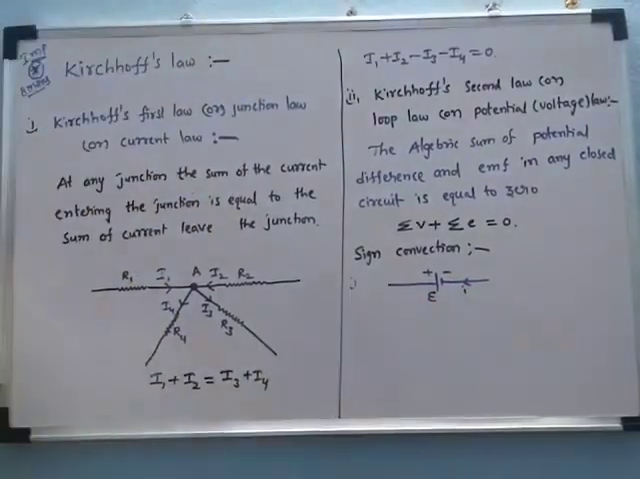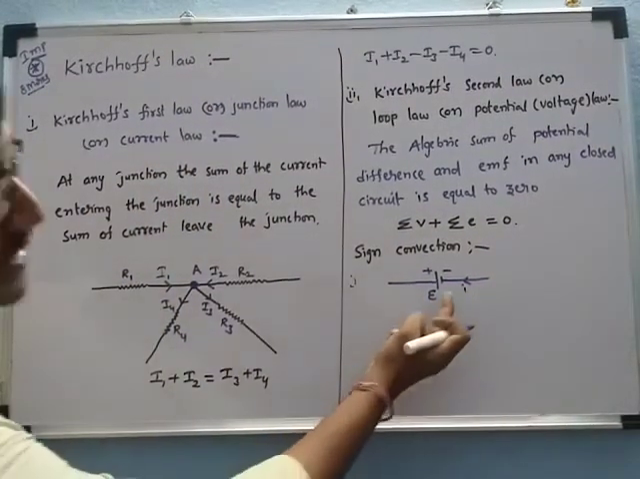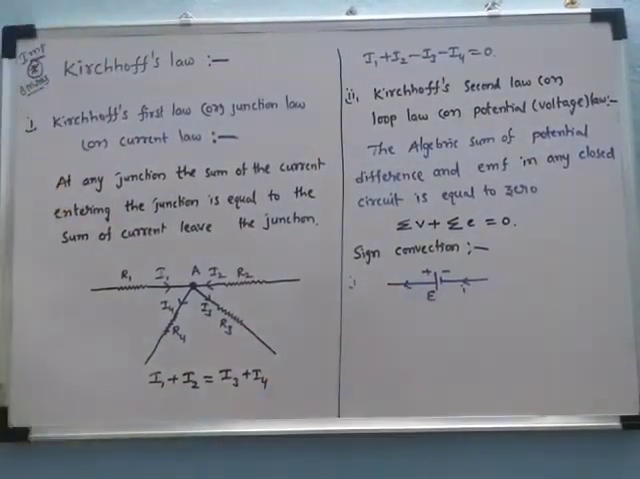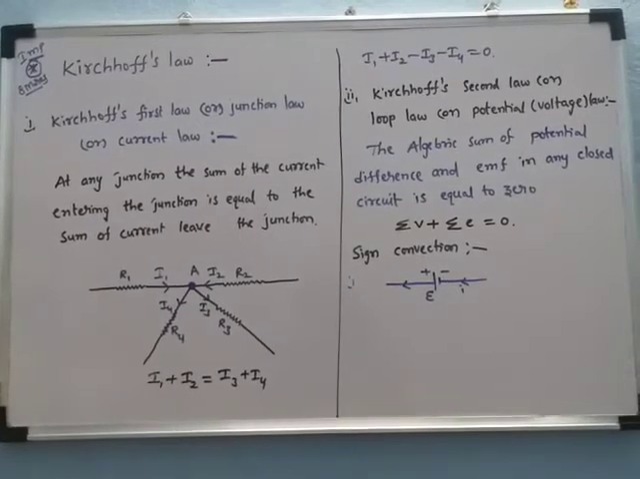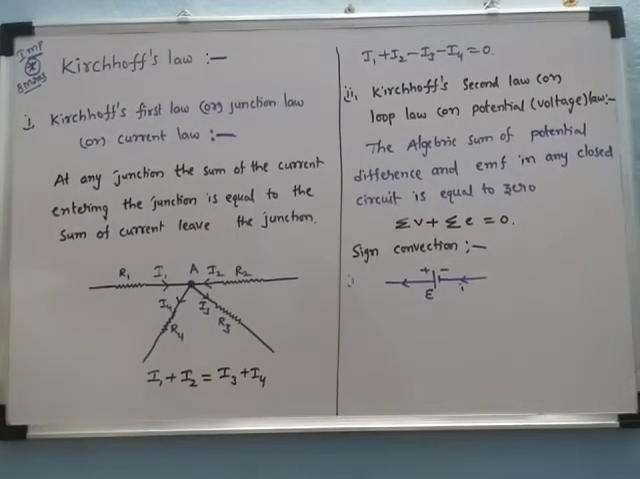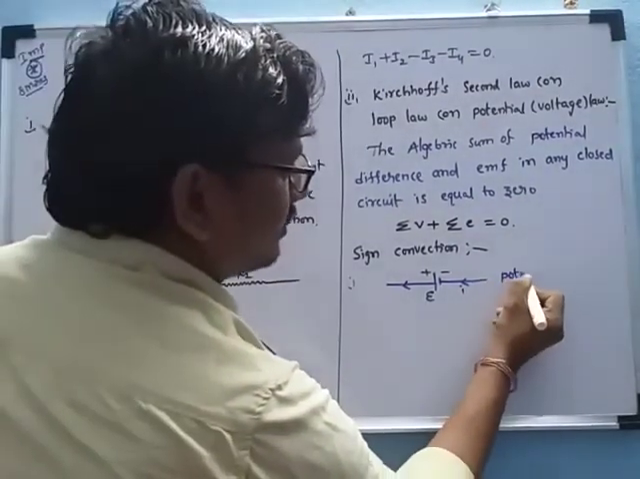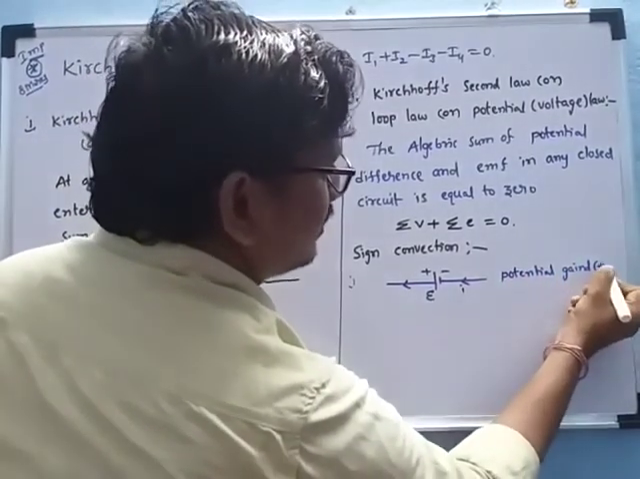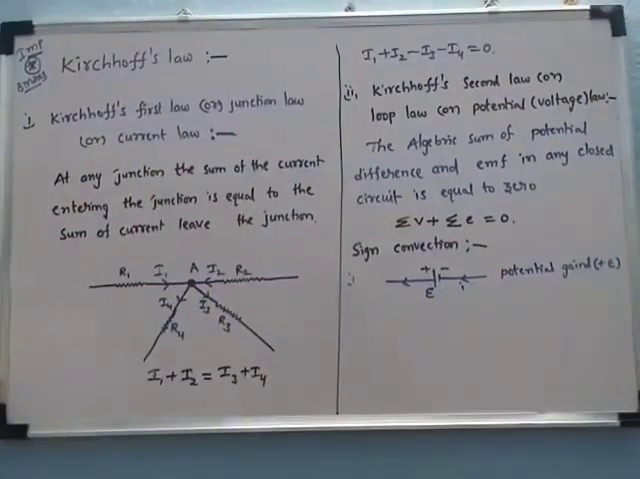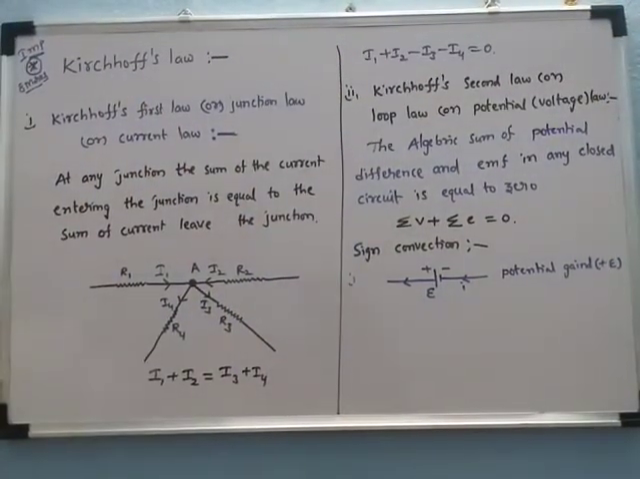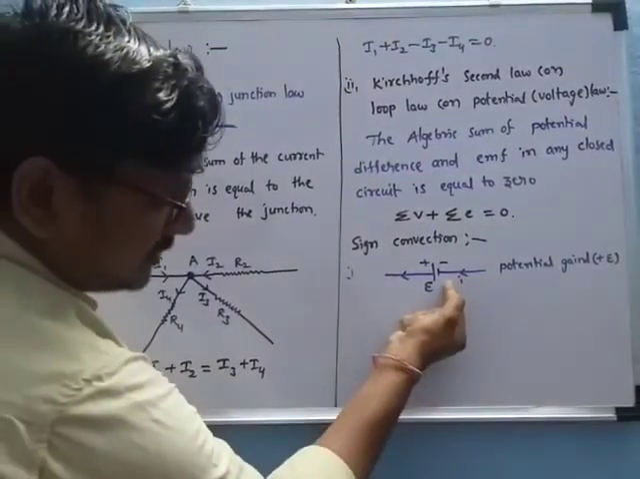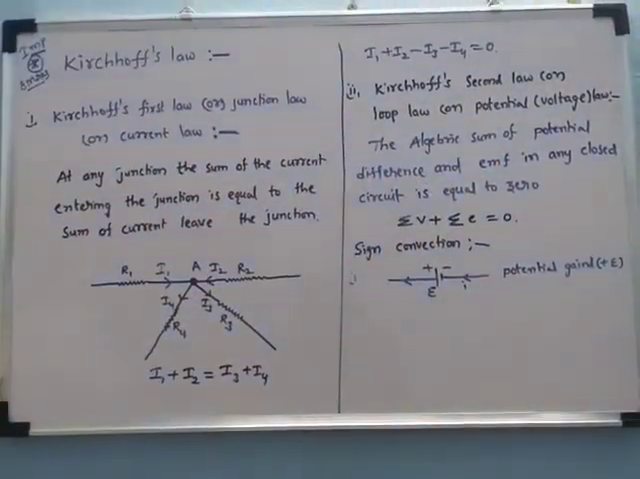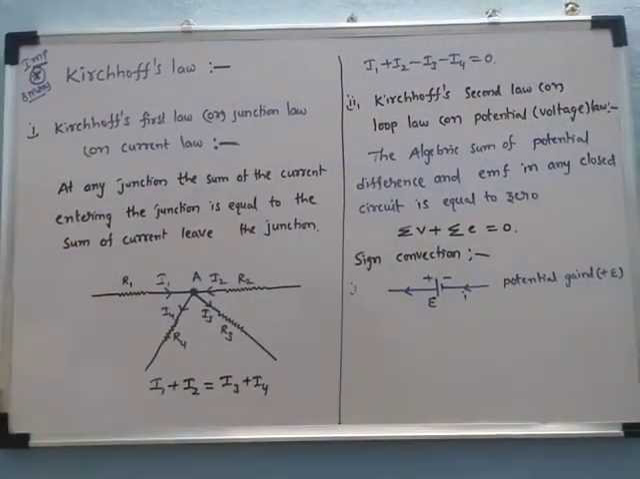When the current is passing from the negative terminal to the positive terminal, this is called potential gained. See, this is plus E. In any circuit, when the direction is negative to positive, that is called potential gained, and the E value is taken as the plus value.